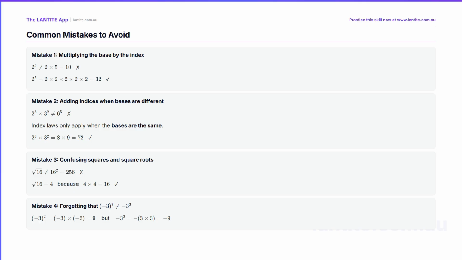Third, don't confuse squaring with square rooting. They are opposite operations. The square root of 16 is 4, not 256. Fourth, watch out for negative signs. -3 in brackets squared means -3 times -3, which is positive 9. But -3 squared without brackets means negative of 3 squared, which is -9. The brackets make a crucial difference.